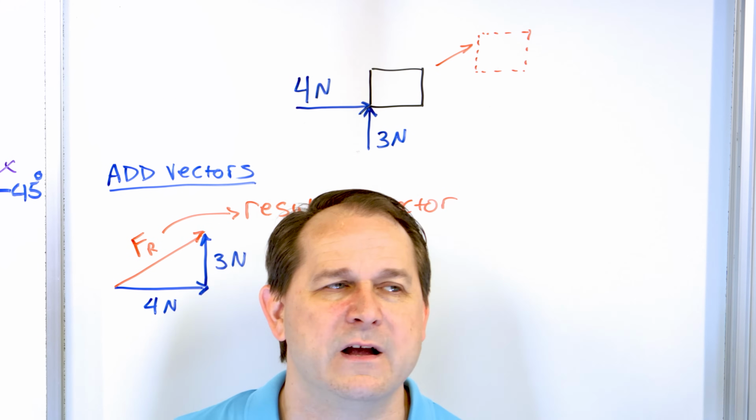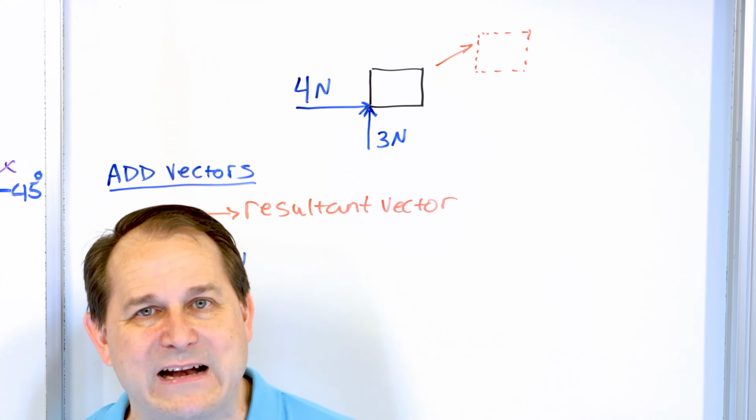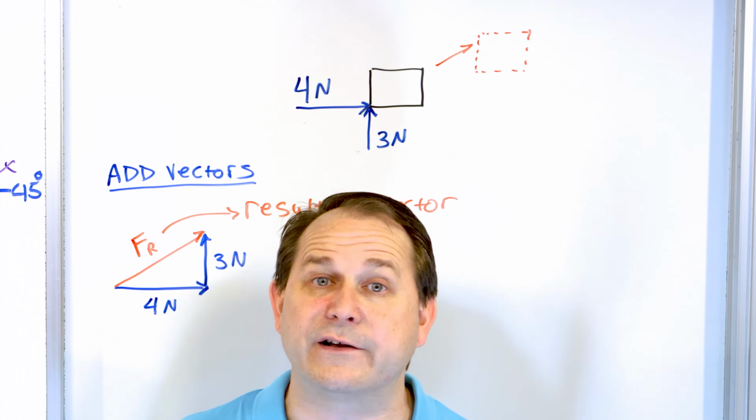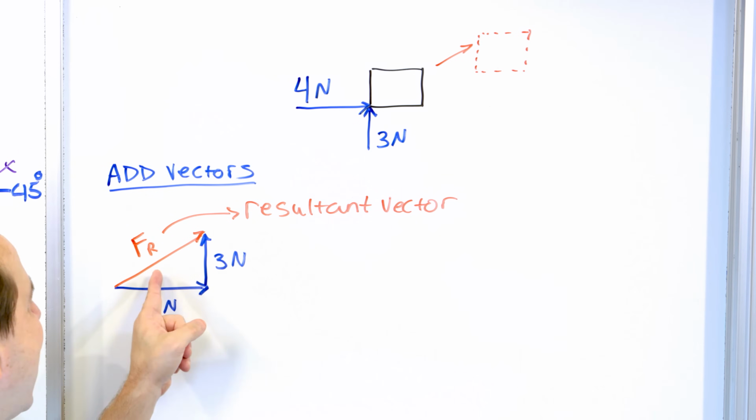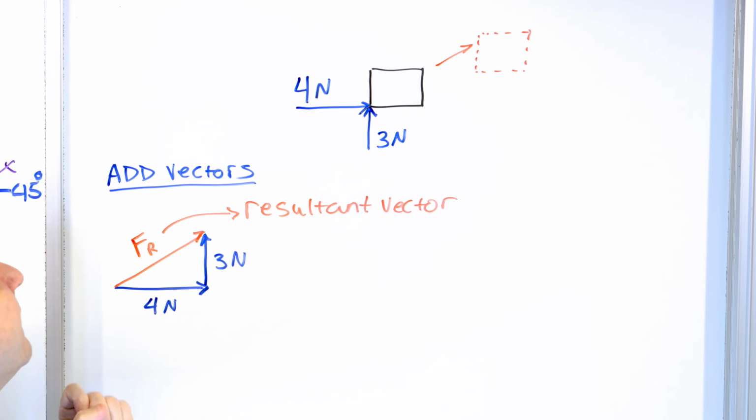We have to add them. You know, we add numbers. We know that 3 apples plus 4 apples is 7 apples. Those are like equivalent things because they're just numbers. But we can add vectors in a similar way. We can figure out what this vector is that will make the block move in the same way that these two vectors make it move.